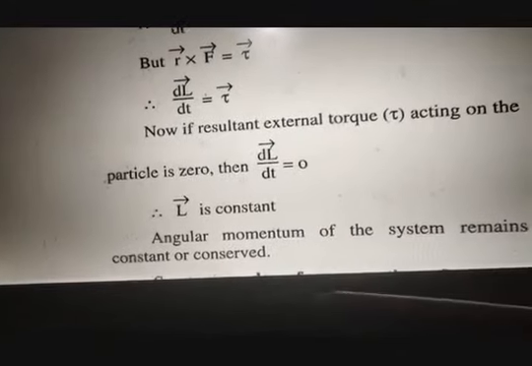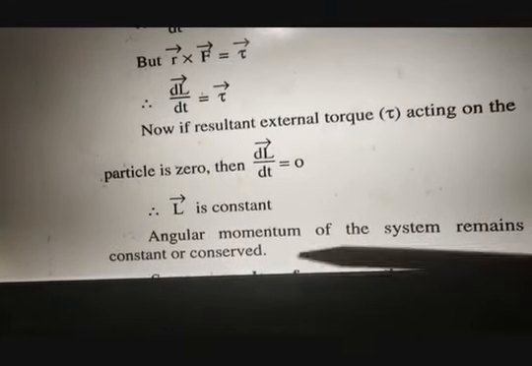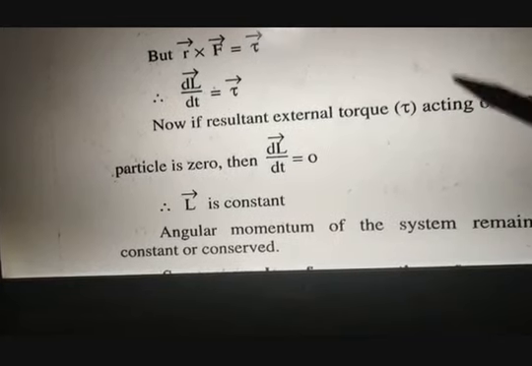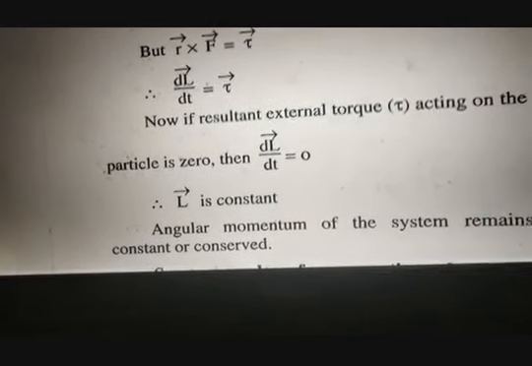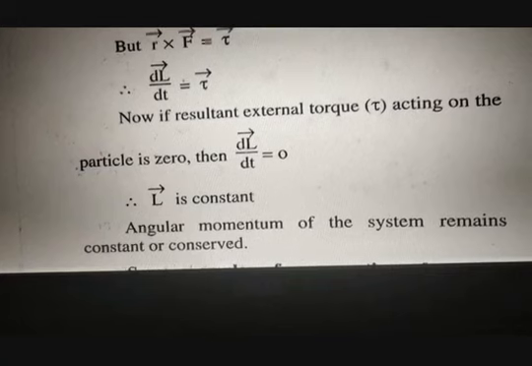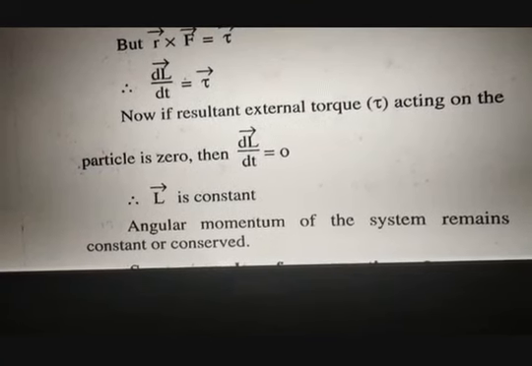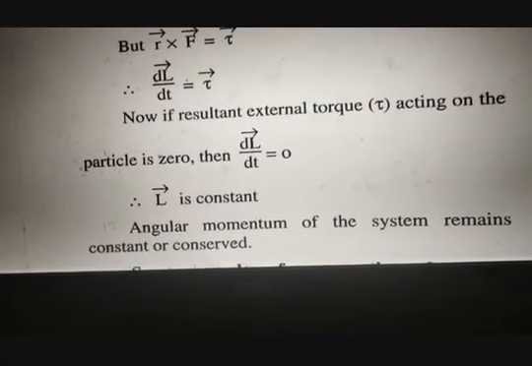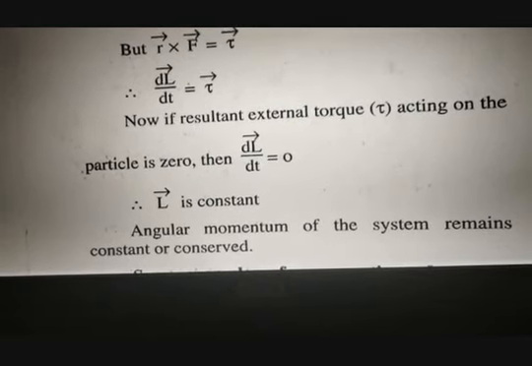L is constant means the angular momentum of the system will remain constant. When will it remain constant? When the torque acting is 0. So the angular momentum of the system will remain constant only and only when the external torque acting on the system is 0.